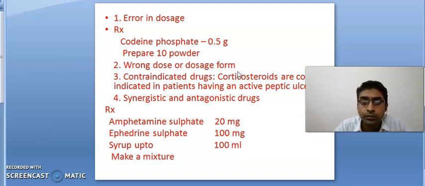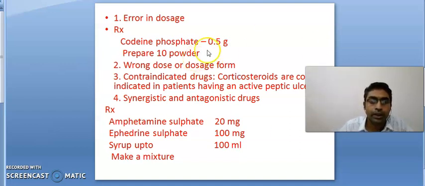Therefore, the prescription must be thoroughly checked by the pharmacist before dispensing, in order to avoid error in doses or any prescribing or dispensing overdose of a medication. We will take an example. A prescriber has written codeine phosphate 0.5 gram, prepare 10 powders. Here the pharmacist has to dispense codeine phosphate 0.5 gram, that means 500 mg.